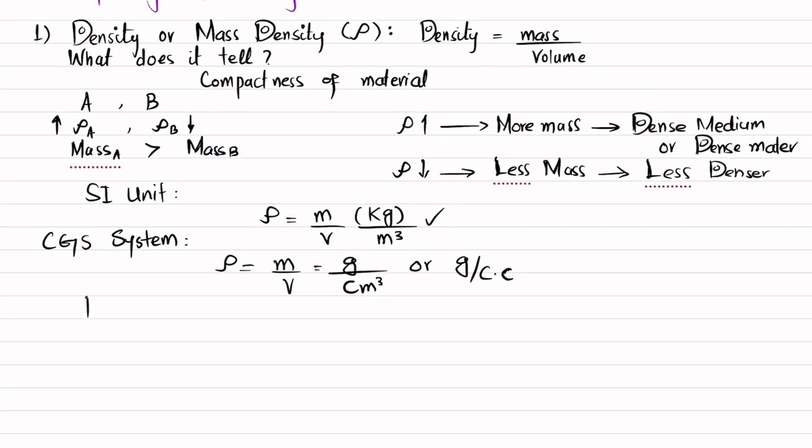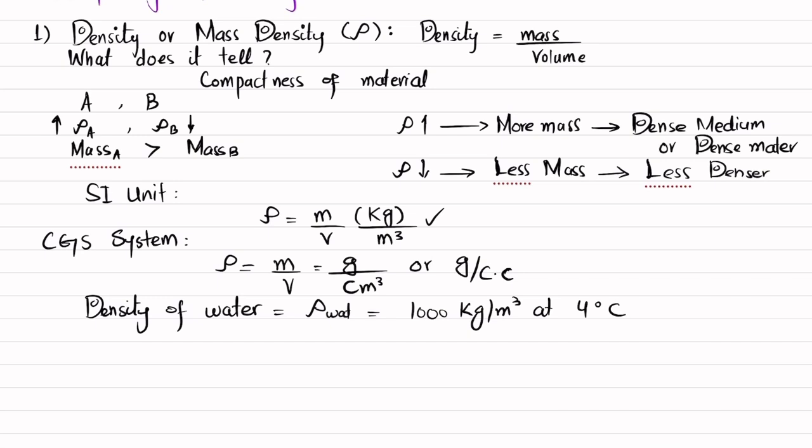Now the density of water, which is also rho of water, is 1000 kilogram per cubic meter at 4 degree centigrade. Remember that this density of water is 1000 kilogram per cubic meter at 4 degree centigrade. Below or above this temperature, the density will change. Why will this density change? Because we know that due to the anomalous behavior of water, its density will change. So at 4 degree centigrade, the density of water will be 1000 kilogram per cubic meter.